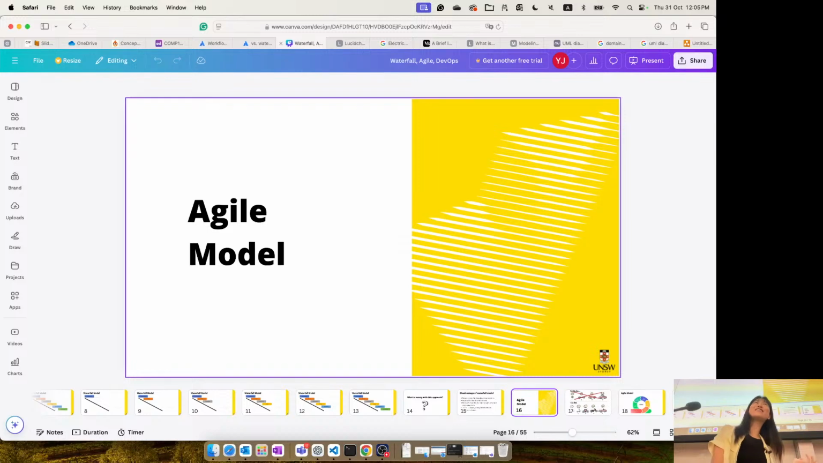So what do you think the Agile model solves? What does Agile do? Yeah, your understanding of Agile. Adaptable? Yeah, that's a very good description.